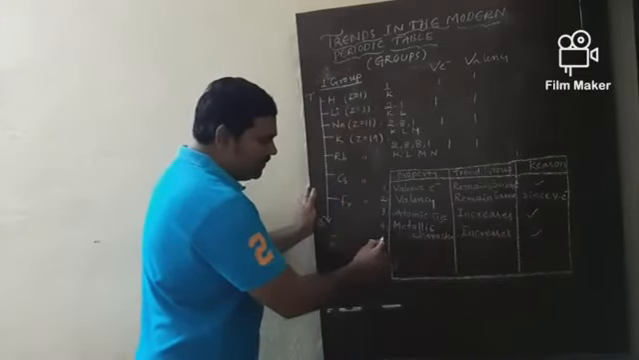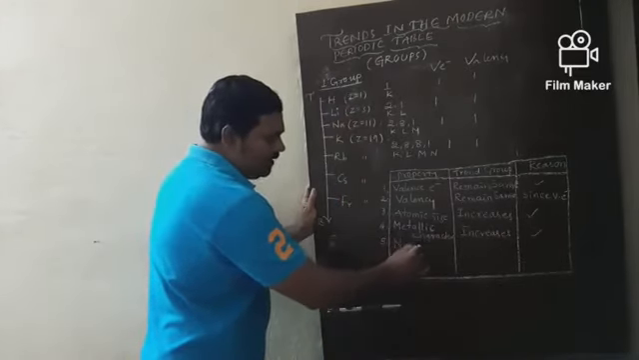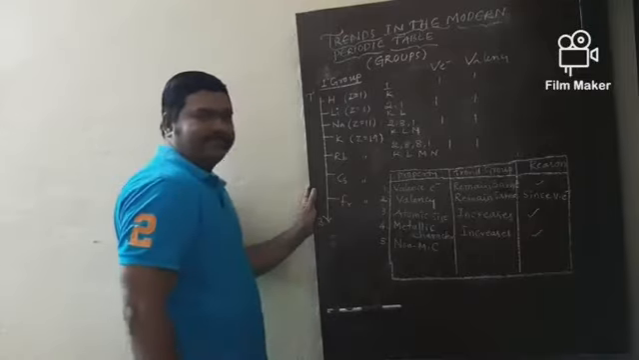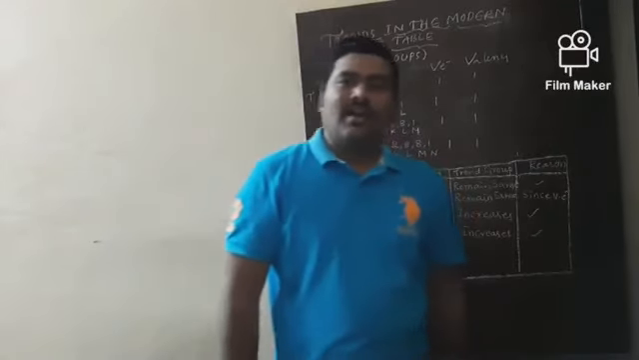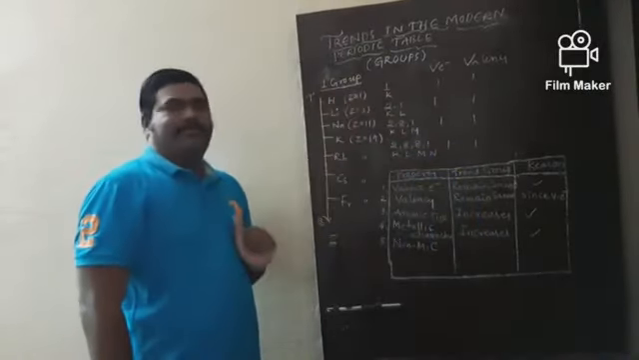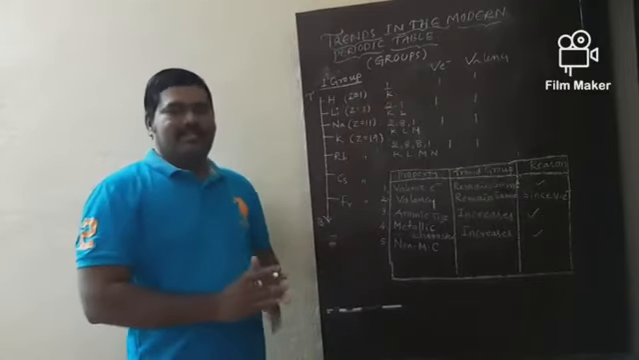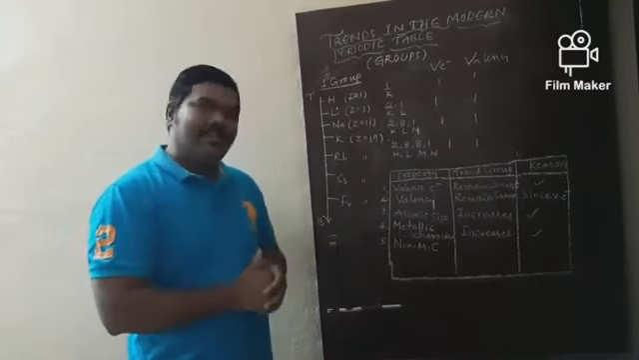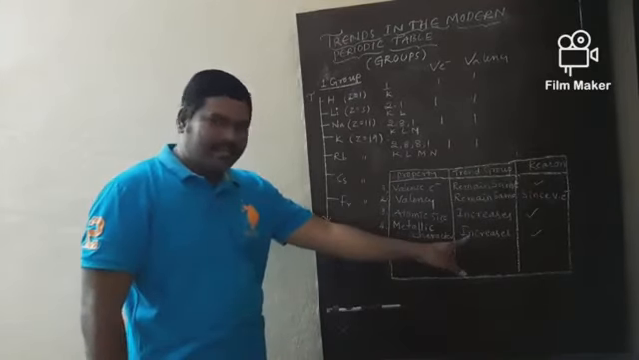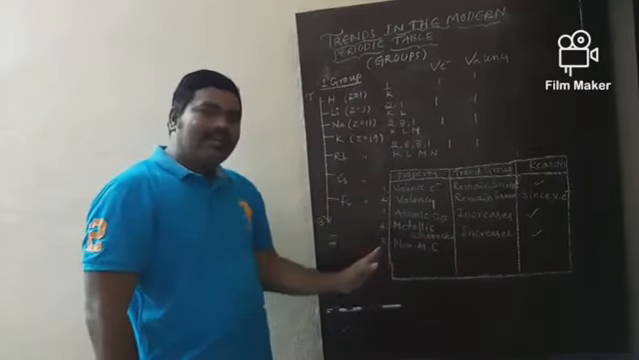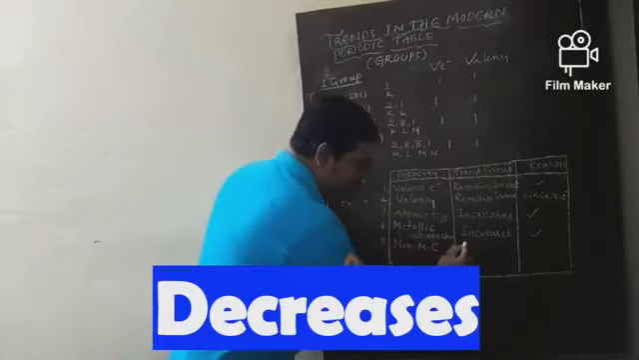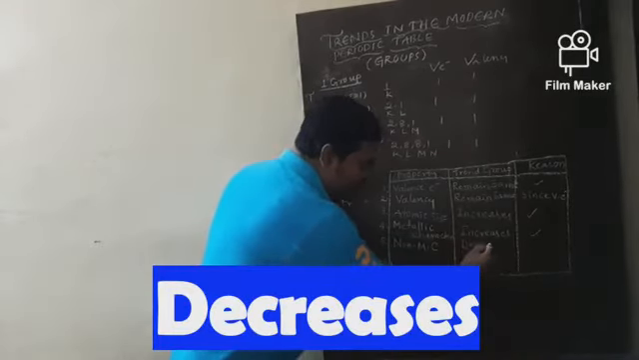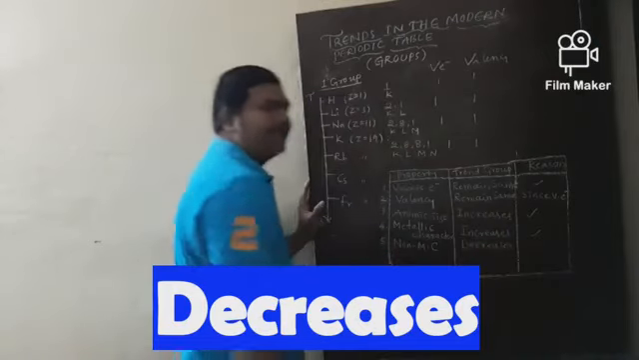And coming to the fifth one, quite the opposite property, non-metallic character. This non-metallic character is also called tendency to gain electrons or electronegative character. Now, from top to bottom, atomic size increases. So if atomic size increases, metallic character increases and non-metallic character decreases. So non-metallic character decreases from top to bottom.